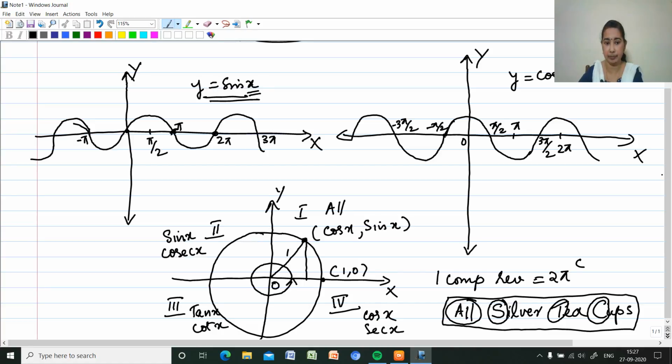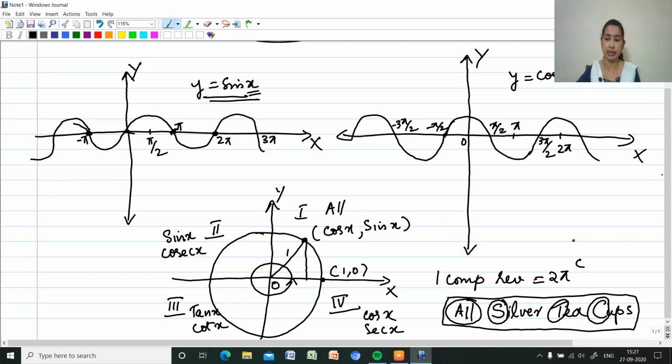Sine 2 pi, sine 360, that also is 0. So sine 0, then on this side, negative values: sine of pi, sine of minus pi, sine of minus 2 pi, that all is 0. So generally how can I write it? I can write it as: for all the multiples of pi, sine will be 0.